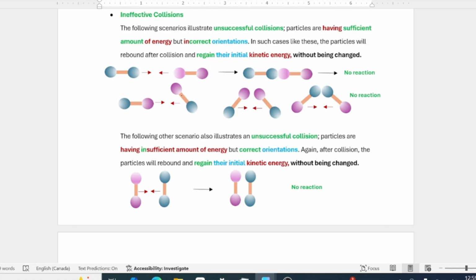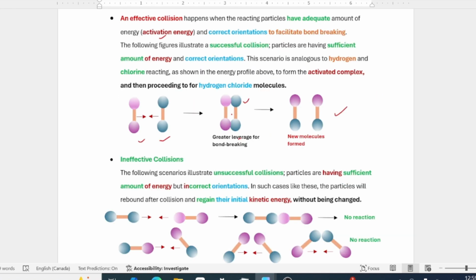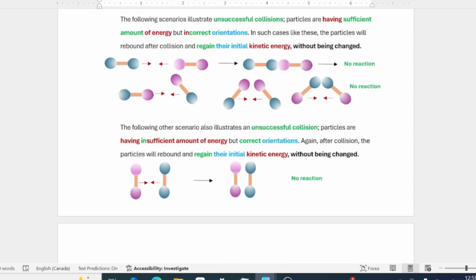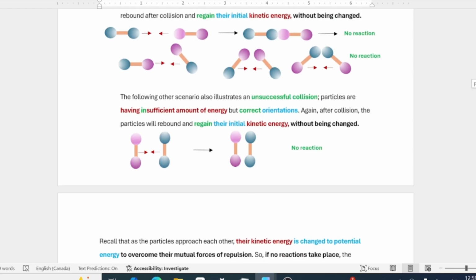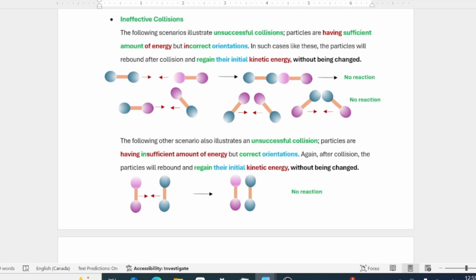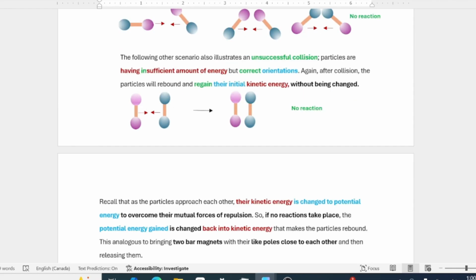You're having a different type of collisions here that are different from the one that we showed before that allows for bond breaking to happen easily. These types of collisions are not conducive to bond breaking, even though the molecules are having sufficient kinetic energy. Another type of unsuccessful collision happens when the molecules have correct orientations of impact, but they do not have enough energy. They have insufficient amount of energy. So again, no reaction is going to happen.